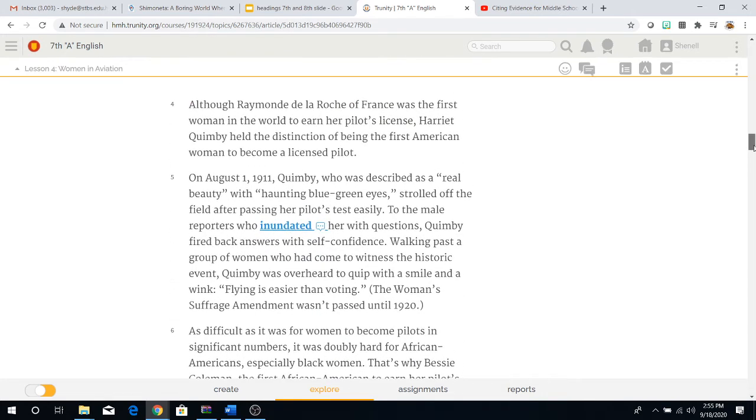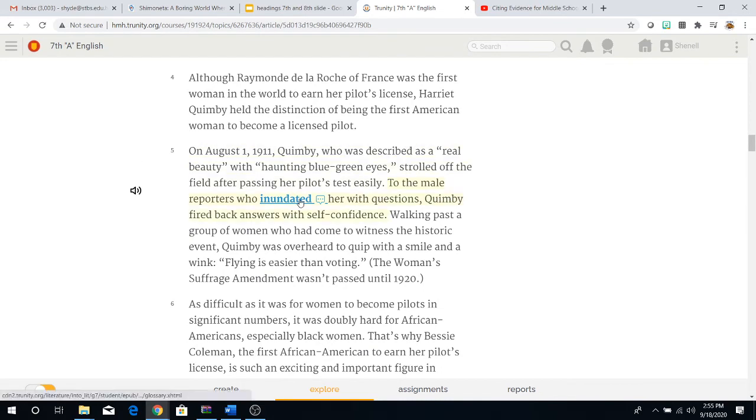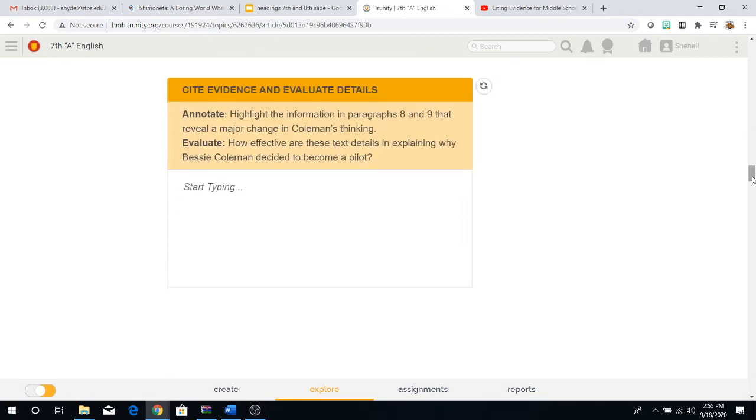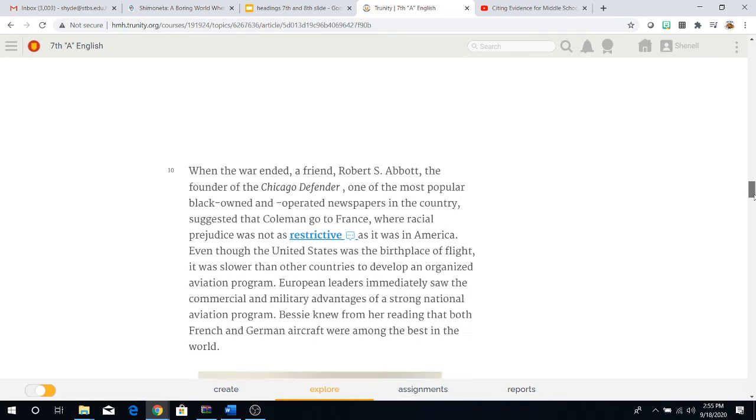Then we'll come to paragraph 4 and 5. And as you can see, your critical vocabulary is there. Annotate. 4, 5, 6, 7, 8, and 9. And then finally, you come to cite evidence and evaluate details, which is the topic we were talking about today. You're going to annotate, which means, again, underline, circle, or highlight the information in paragraphs 8 and 9 that reveal a major change in Coleman's thinking. Evaluate. How effective are these text details in explaining why Bessie Coleman decided to become a pilot?